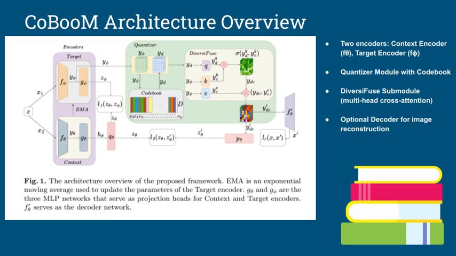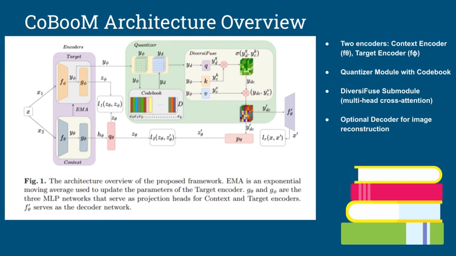Optional decoder. Finally, an optional decoder can be appended to the fused representation for image reconstruction. Why is this important? It serves as an auxiliary self-supervision objective, ensures that the combined embeddings retain essential structural details, and provides a way to measure reconstruction error, acting as an indirect regulation. In practice, this helps CoBooM learn structurally faithful representation without relying on labeled data.